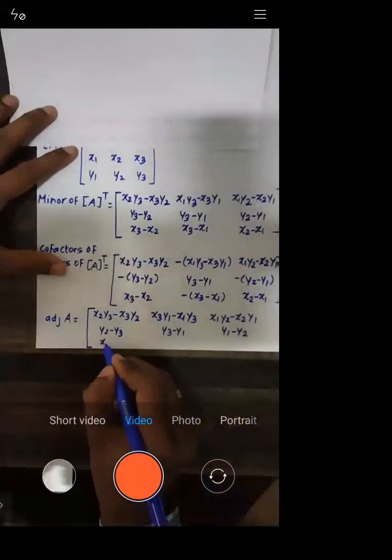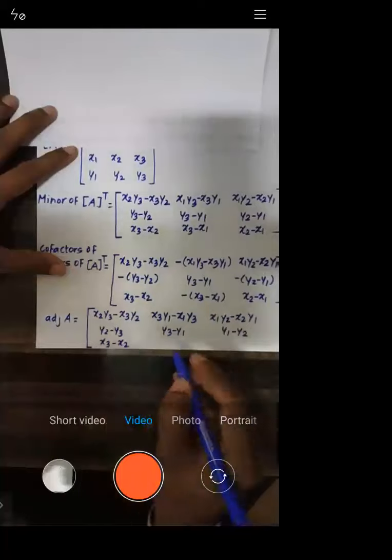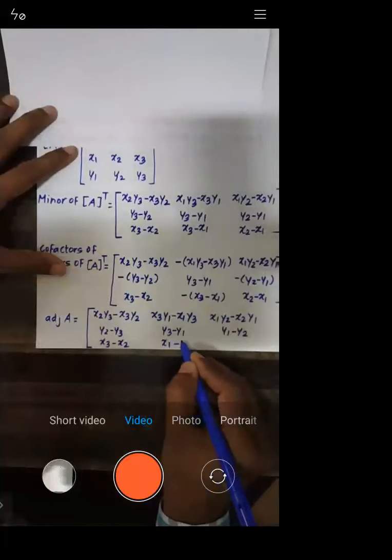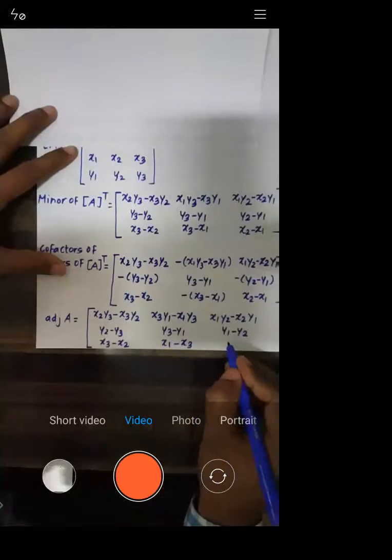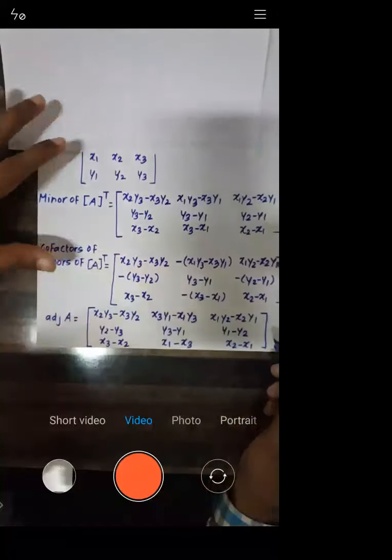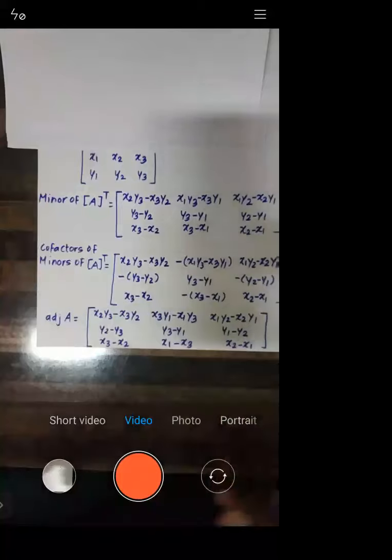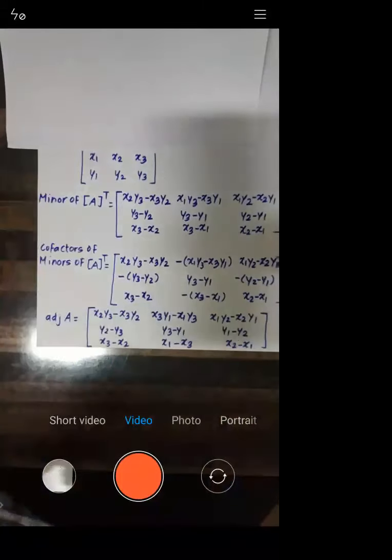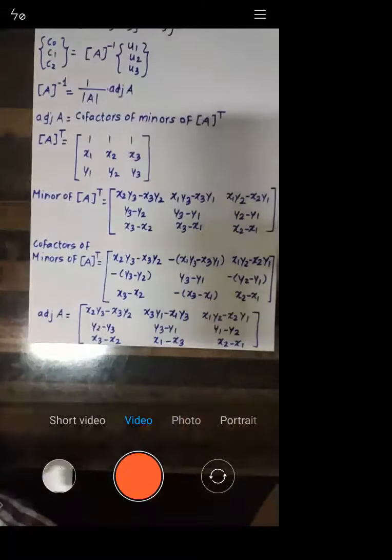Then here it is x3 minus x2. Here it is x1 minus x3. And here it is x2 minus x1. So this is what we got as the adjoint. Is that okay with this one? Let me know. Is that okay?